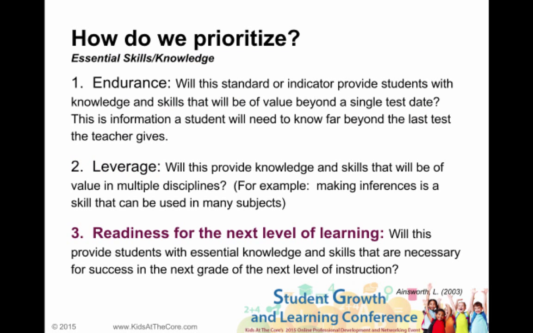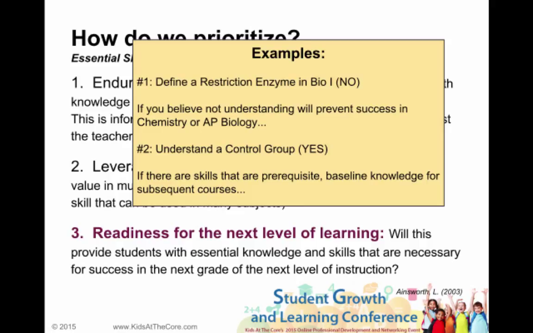And finally, we talk about readiness for the next level of learning. So this is where we talk about, does this skill provide knowledge that will be important at the next level of instruction or in a career or at college level. When we have a student define a term like a restriction enzyme, for example, even if they plan to take subsequent science courses, there's an arguable effect that they may not need to have that memorized to be successful in chemistry or even AP biology. They could likely look that term up again and be successful even if they don't understand that term.